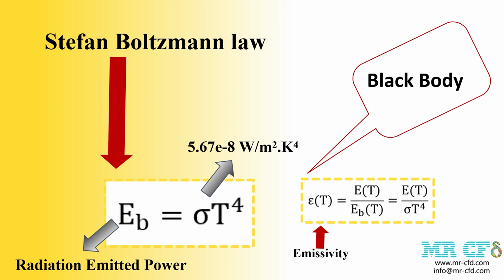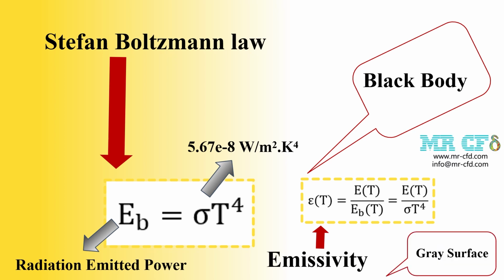In addition, we have a concept called emissivity, which expresses the ratio of the energy emitted by a body to the energy emitted by a black body at the same temperature. It is always expressed by the term epsilon.